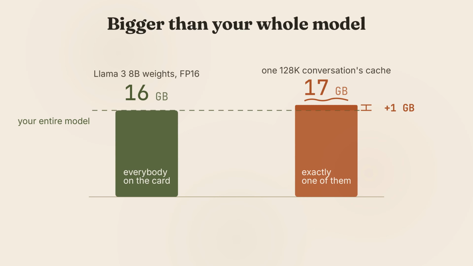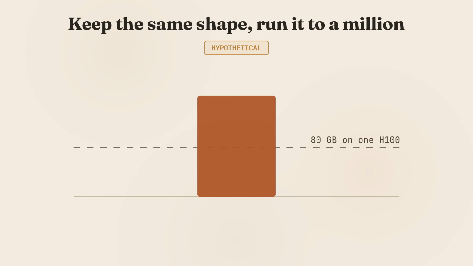And who gets the benefit of your weights? Everybody on that card. And who gets the benefit of those 17 gigabytes? Exactly one of them. And there are models advertising 1 million token windows now. So keep this same shape and run it out to 1 million tokens, and one conversation asks you for about 130 gigabytes, which doesn't fit on the card at all, weights or no weights.